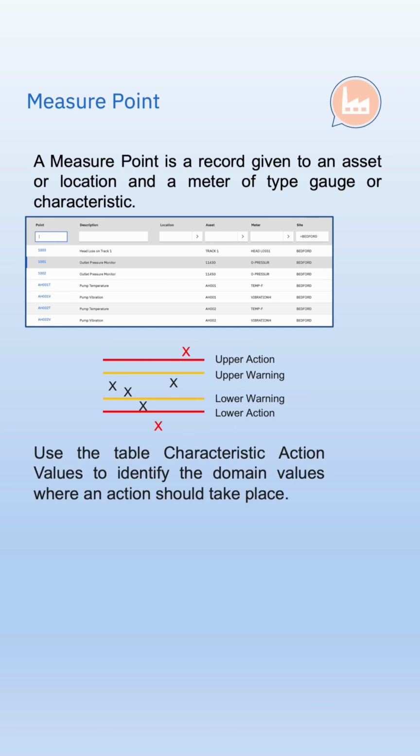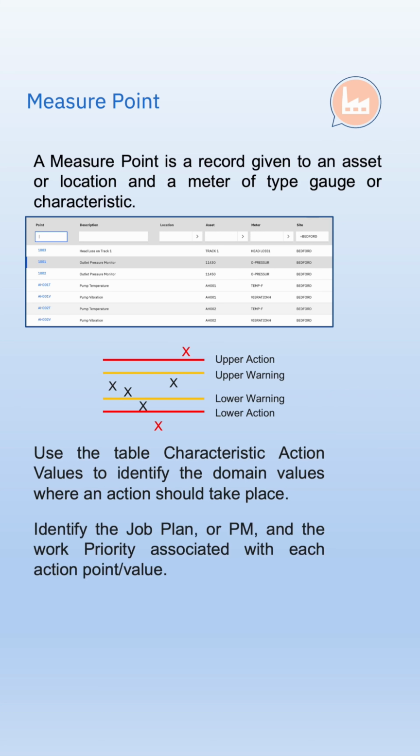For characteristic meters, the observation values are defined by a domain. The domain values where you want an action to take place are entered in the table called characteristic action values. If there are domain values for which no action is needed, then do not create a record in this table.